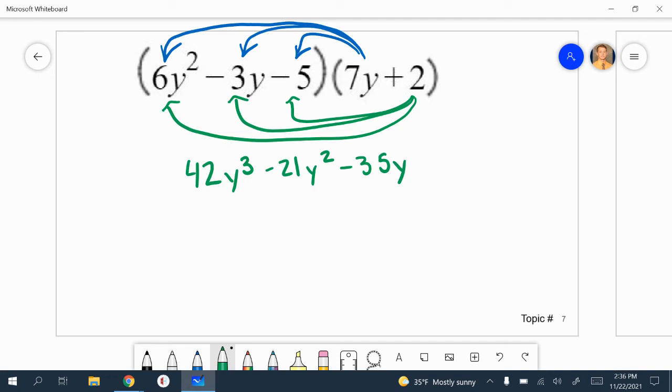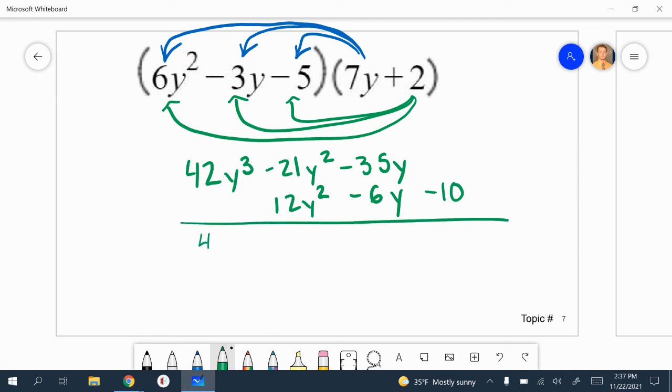For distributing the 2 in, I'm going to stack these up so that they have the same exponents on top of them. 2 times 6y squared is 12y squared. I'm going to put it right here because it's under that other y squared that we already found. Negative 3y times 2 is negative 6y. And then negative 5 times 2 is a negative 10.